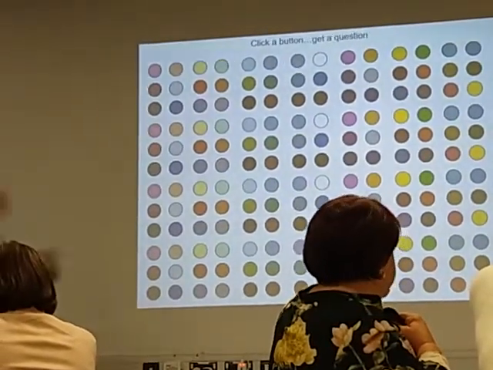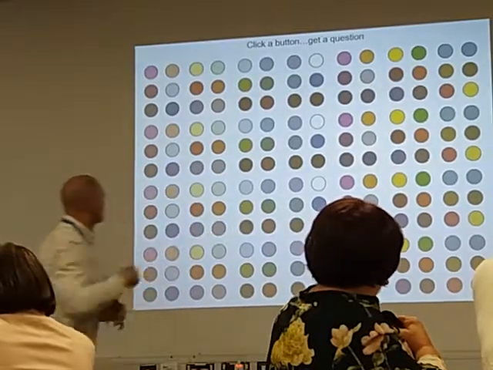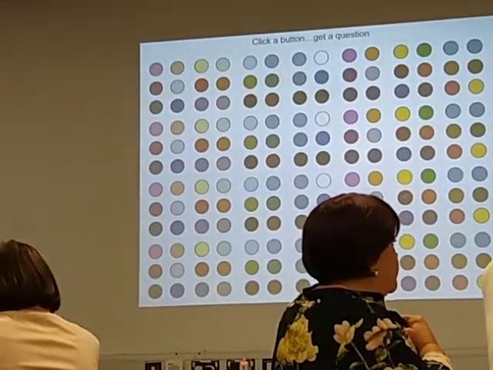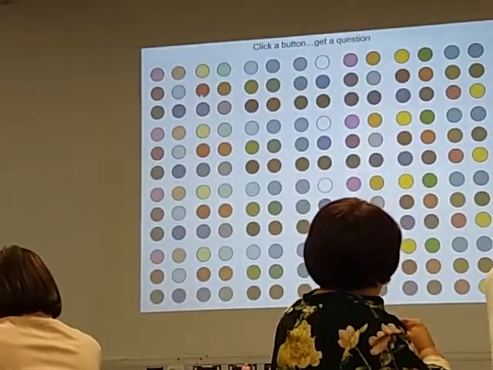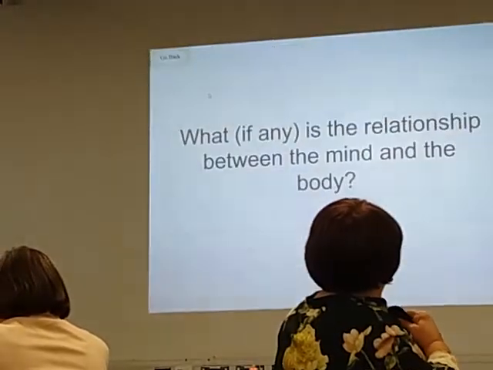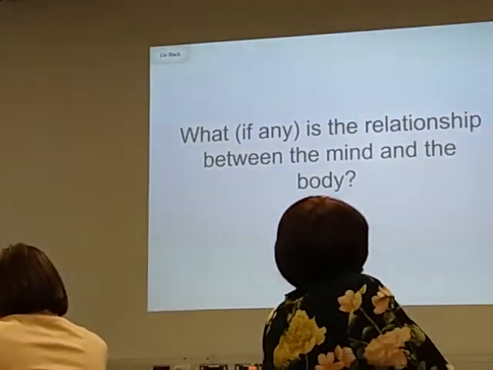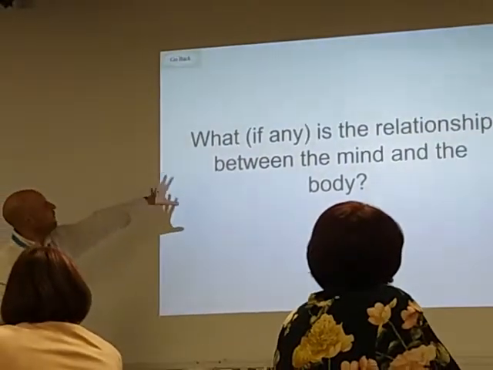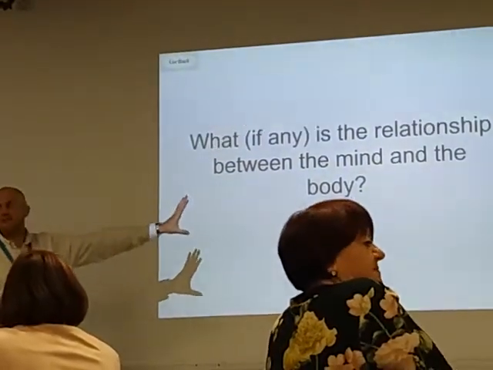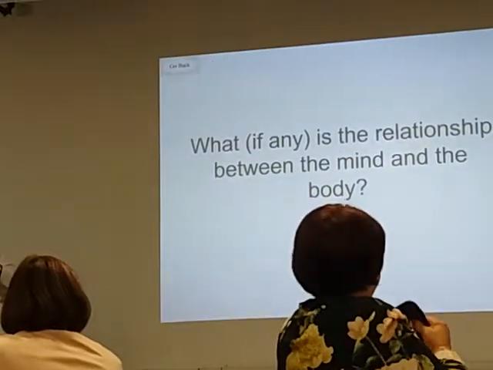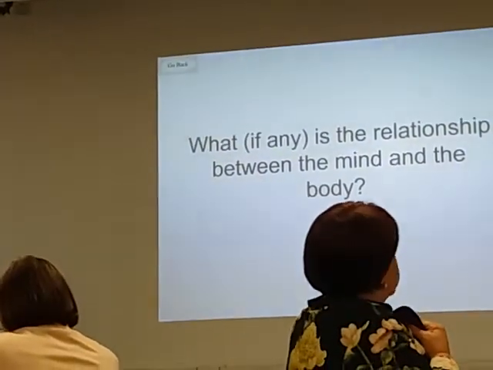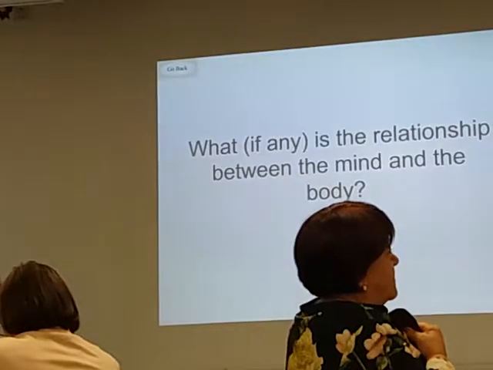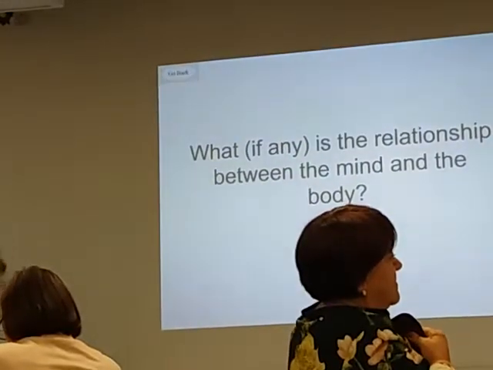Yellow. Red. So we go to the red one, we choose the red. There we go, we got a question. I would then say to that student, here's your question: what is the relationship between the mind and the body? The student would then give an answer to that question. It might not necessarily be the right answer, or the audience might not agree with that answer.